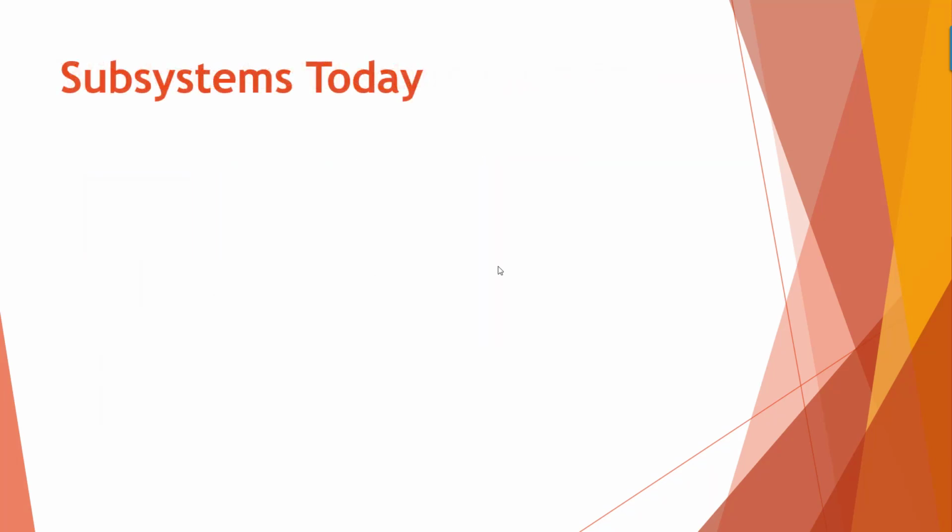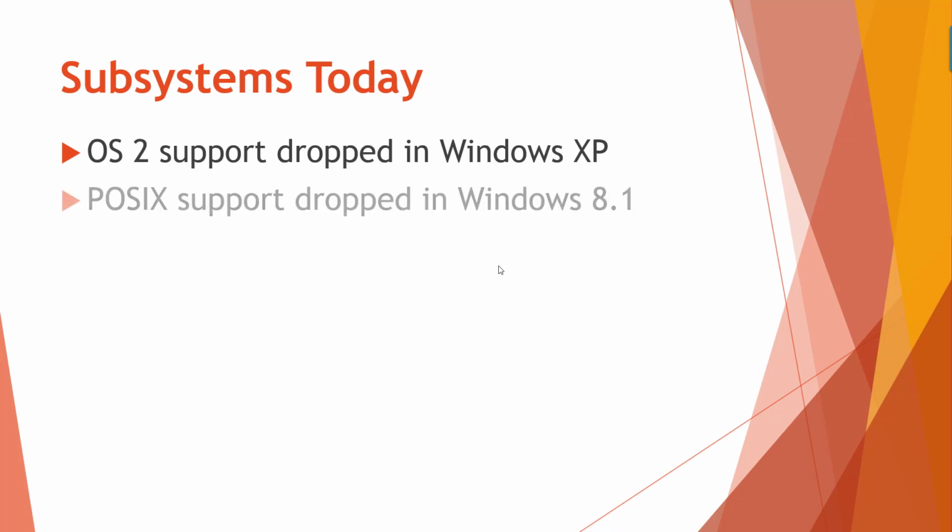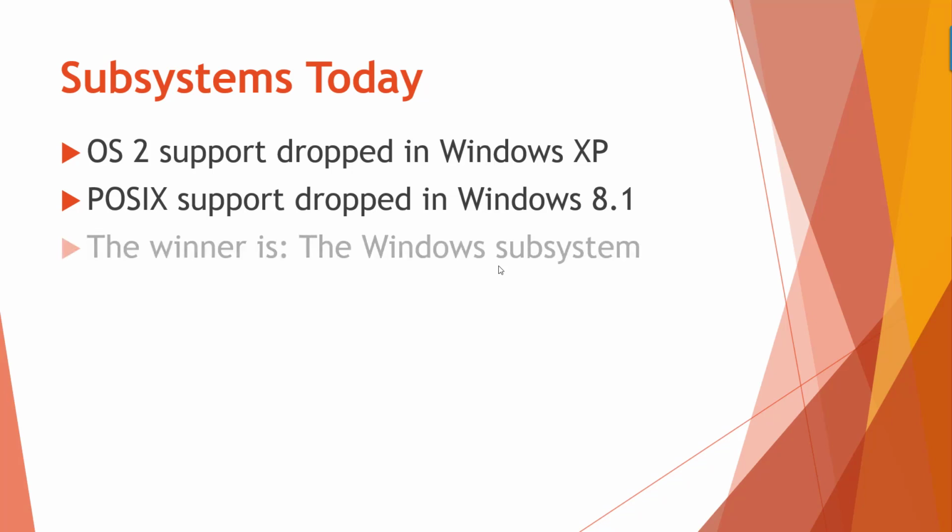So what happens to subsystems today? OS2 support was dropped in the Windows XP timeframe simply because people just weren't using it enough, so it wasn't worth holding on to that and supporting that on Windows. Even POSIX, which had some use cases at the beginning, eventually was dropped in Windows 8.1. And so today the winner is just the Windows subsystem. It's the only subsystem that remains today.